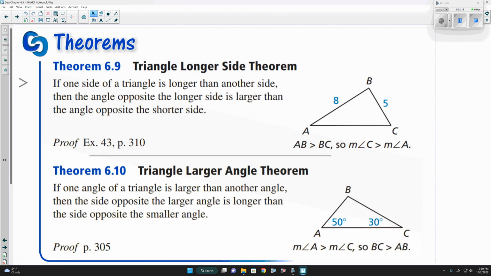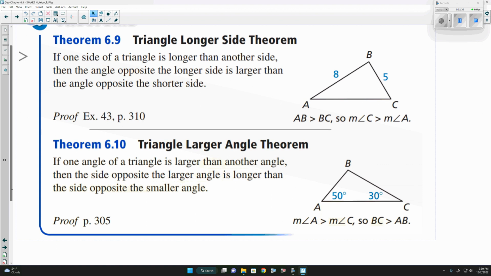So we're going to look at this theorem 6.9 and 6.10. So we're going to skip that first part and look at the theorem here. We have two theorems, the longer side theorem and the larger angle theorem. The larger side theorem: if one side of a triangle is larger than another side, then the angle opposite the larger side is going to be bigger than the other angle. So if one side of a triangle is longer than another side, then the angle opposite the larger side is larger than the angle opposite the shorter side. So here, 8 is bigger than 5, so angle C is going to be greater than angle A.